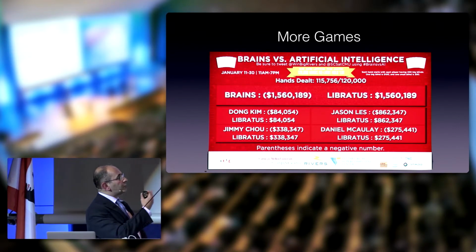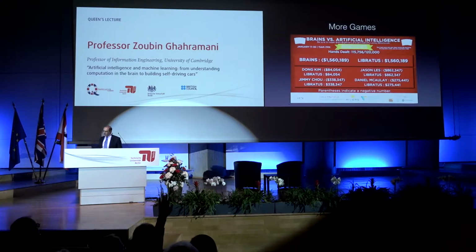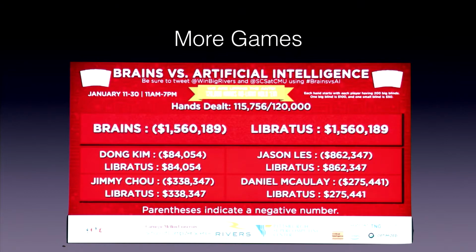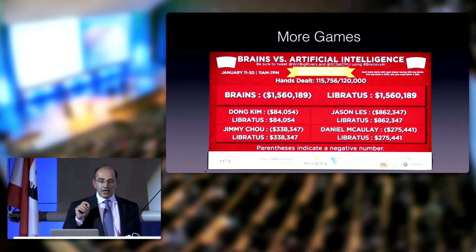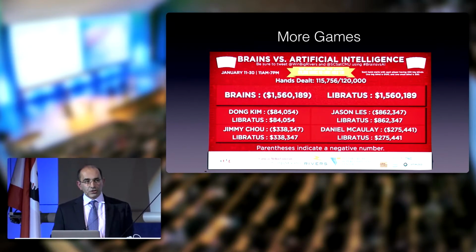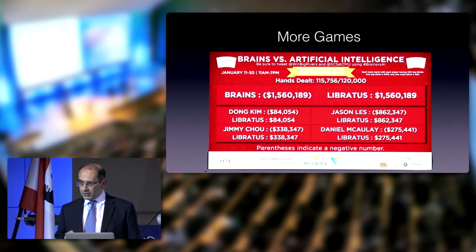Here's another game. How many people know what this is a screenshot of? Raise your hand if you've seen this. Not many people, but this was a breakthrough from about a year ago. This is Libratus, a poker-playing computer, winning against human experts. So brains are humans, numbers in parentheses are losses, and all the human experts are losing their shirt to the poker-playing computer. And poker is particularly interesting because it's a game of incomplete information. It's a psychological game, and it's a game where to win, the computer has to be able to bluff, in other words, to deceive humans.